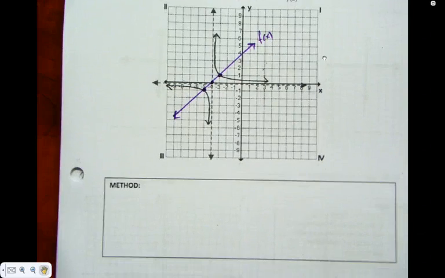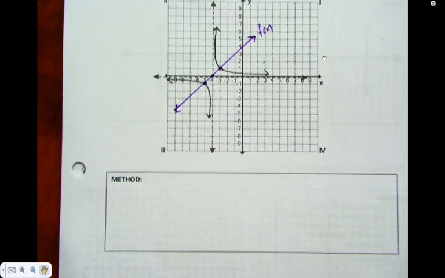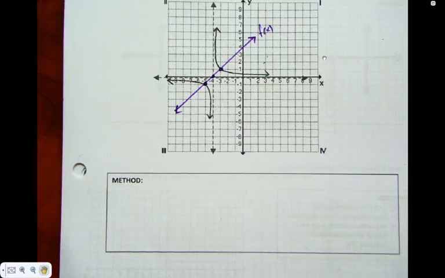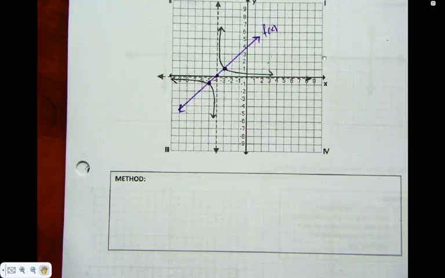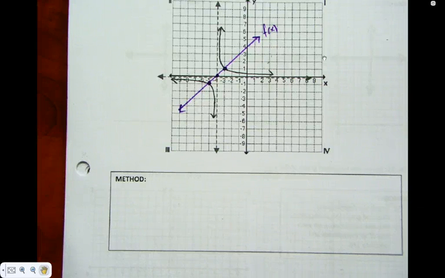Draw a method, or write a method. Mark down what you did step 1, mark down what you did step 2. We're writing steps. Find the x-intercept of y. Okay, write that. You're writing your own, so whatever makes sense in your head.